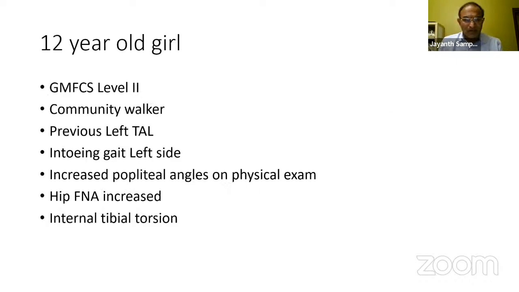So this is a 12-year-old girl, a GMFCS level 2, community walker. She's had a previous left tendo Achilles lengthening when she was about 6 or 7 years of age. She presented to us with severe intowing gait on the left side. There was increased popliteal angle on physical exam. Both unilateral and bilateral popliteal angles were increased. There was no hip FFD. We found that on prone examination, there was both internal tibial torsion and the neck anteversion angle was increased at the hip.